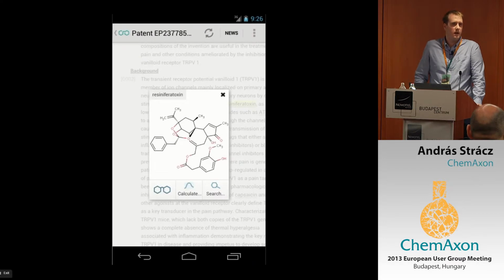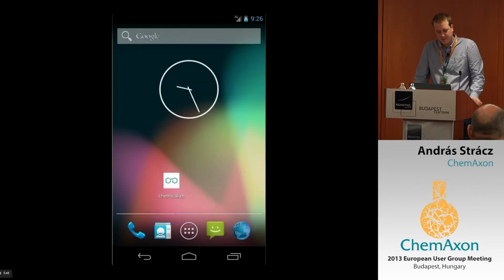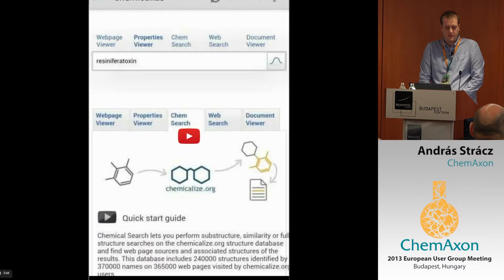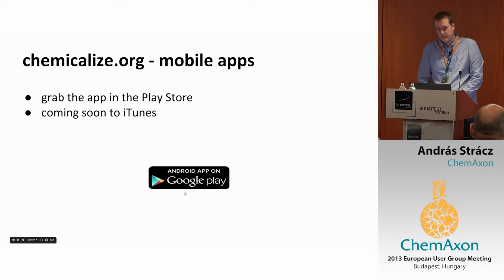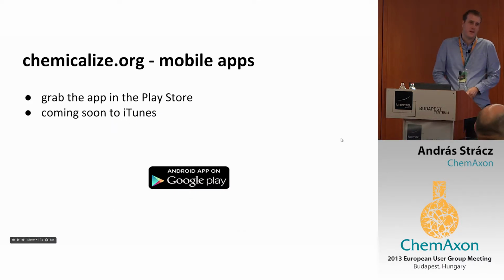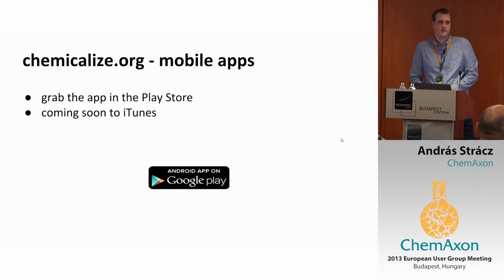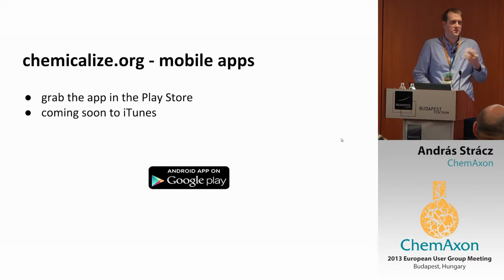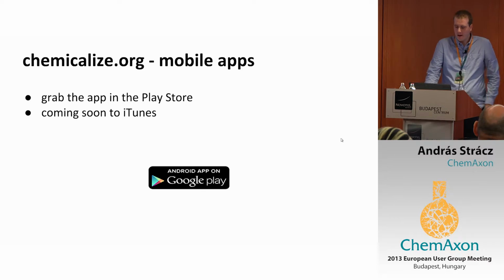Of course, the app unlocks all of the other features of chemicalize.org as well, including the document viewer, which lets you work with PDF files as well. The Android app is available in the Play Store, and it's coming soon to iTunes when we resolve our differences with Apple. So just search for Chemicalize in the App Store, and you can play with the application.